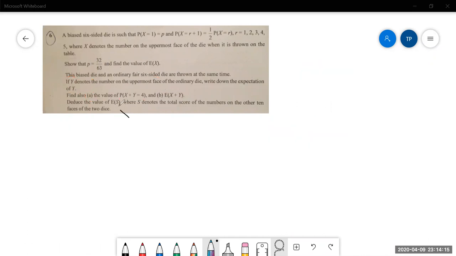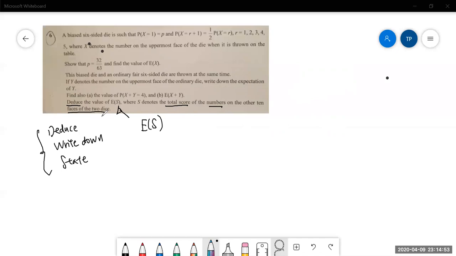Okay. So they ask us to deduce. Whenever examiners use words like deduce, write down, state, you know, these three words, usually it's like a hands-on kind of question. Just by looking, you should be able to tell. Deduce the value of E(S), expectation of S, where S denotes the total score of the numbers on the other 10 faces of the two dice.